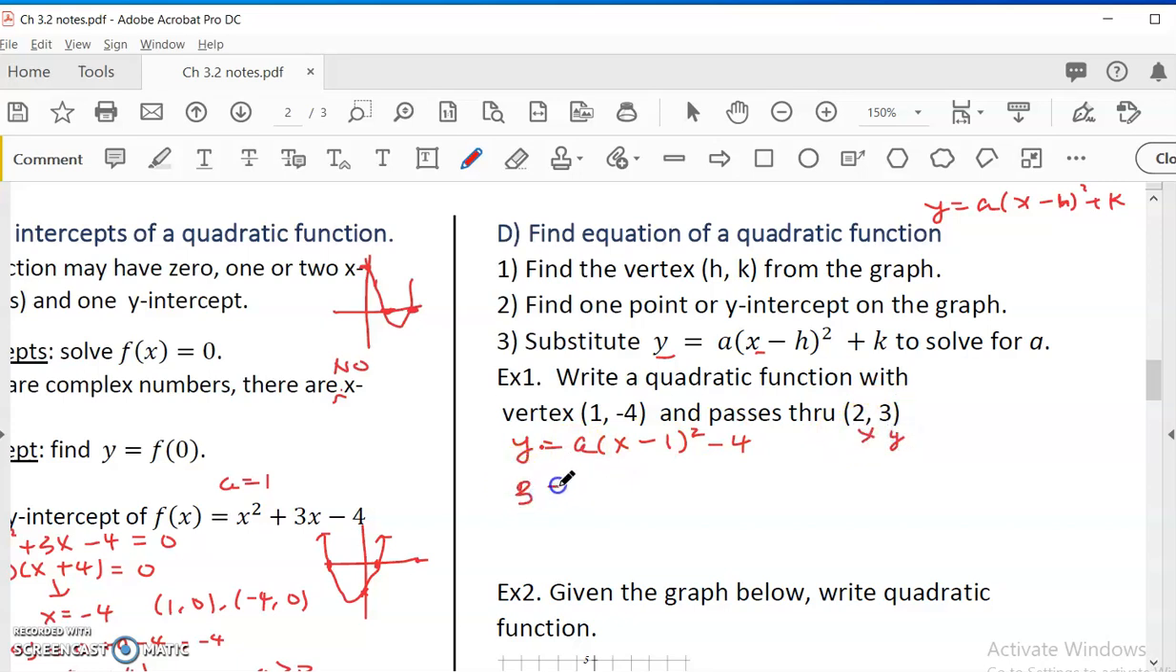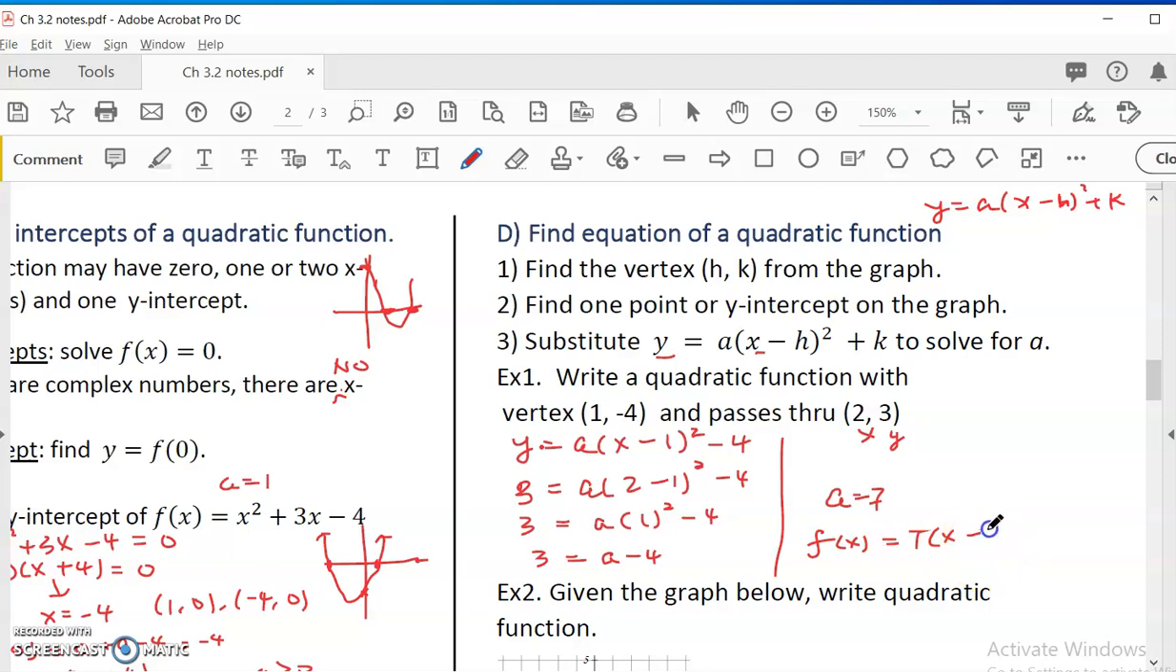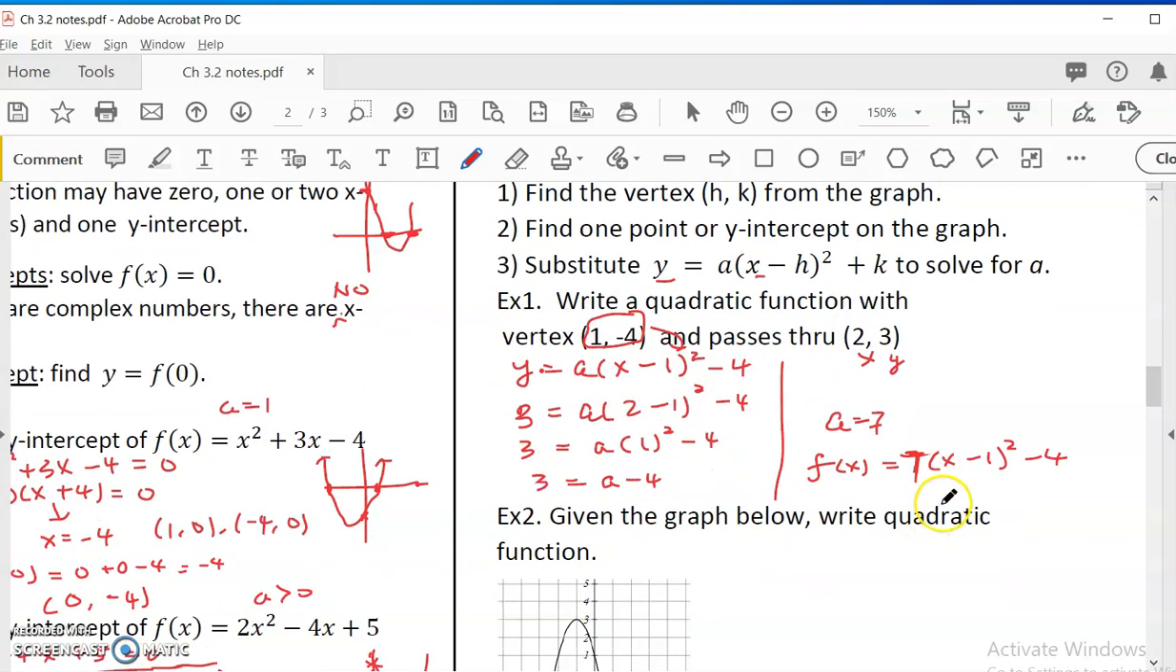So 3 equals a(2 minus 1) squared minus 4. So 3 equals a times 1 squared minus 4. So 3 equals 1a minus 4. So what is a? a is 7. So the function is f of x equals 7(x minus 1) squared minus 4. Once you have the vertex, you almost have the whole thing except for a, and then you use one point to solve for it. In this case, a is 7.